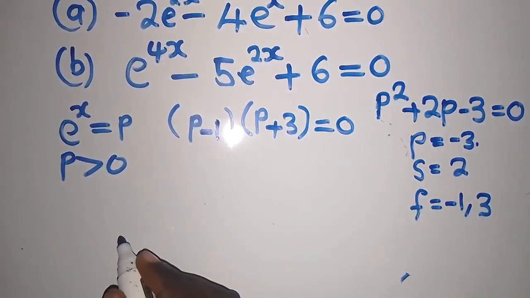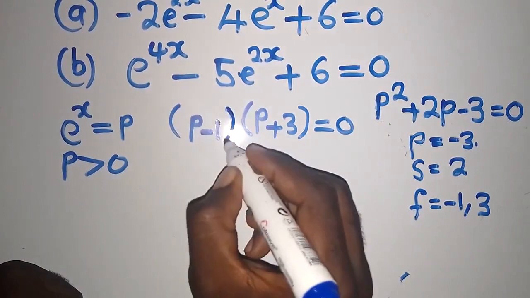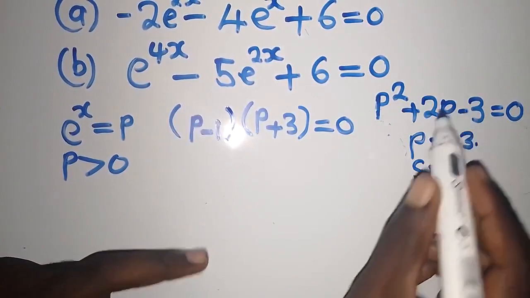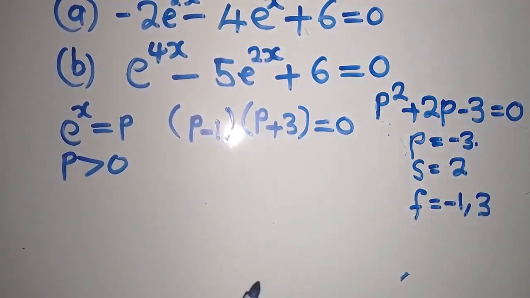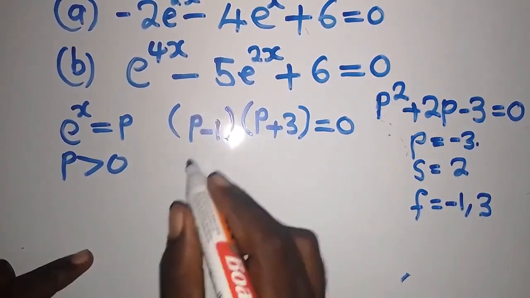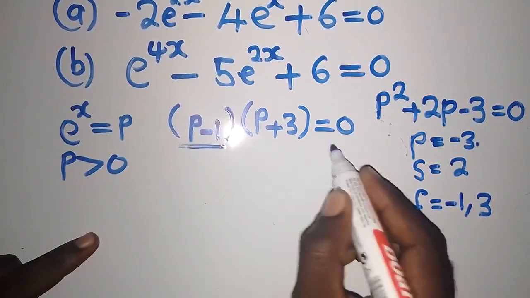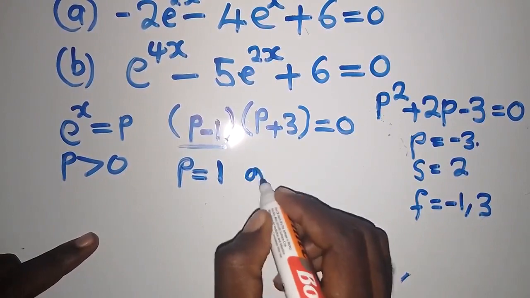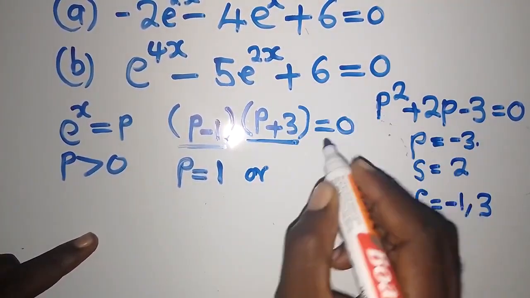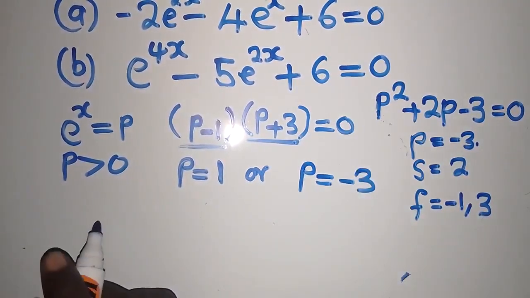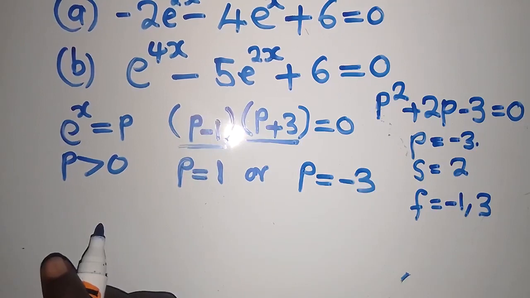If you are used to the method where you substitute and then start to factorize, it's fine. It's just one and the same thing, but I just want you to get the concept. When I equate this to 0, P will be equal to 1. Or when I equate this to 0, this one will go to the other side, where P will be equal to negative 3. So these are the solutions which I'm going to find.